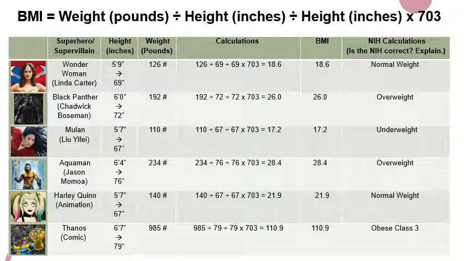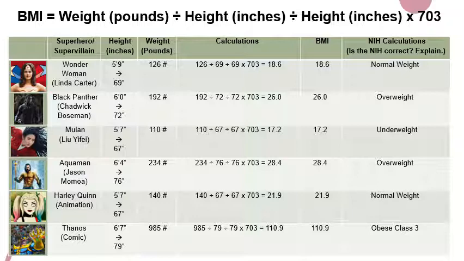All right, let's look at Black Panther. The actor is 6 feet. And so let's change that feet into inches. So remember, 1 foot equals 12 inches. 6 times 12 equals 72. And he weighs 192 pounds. The calculation is 192 pounds divided by 72 inches divided by 72 inches again times 703 equals 26 as the answer. So that is BMI.